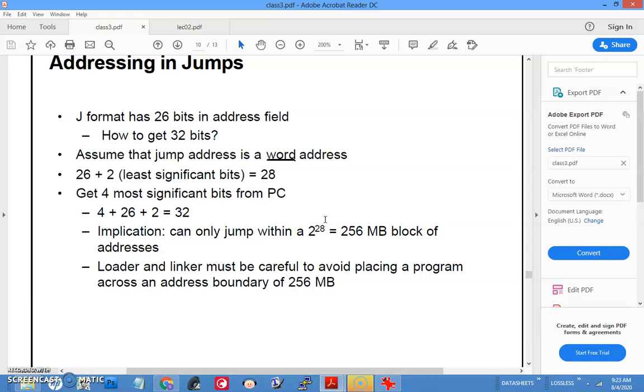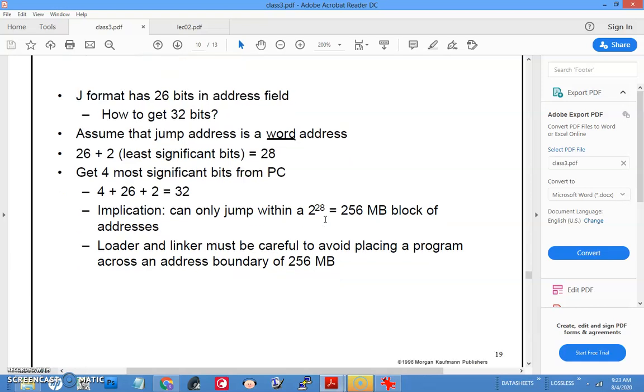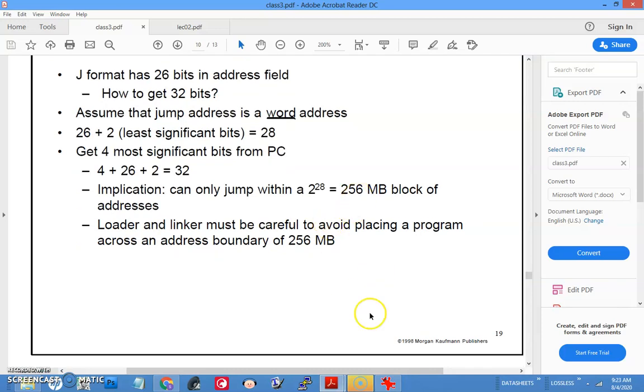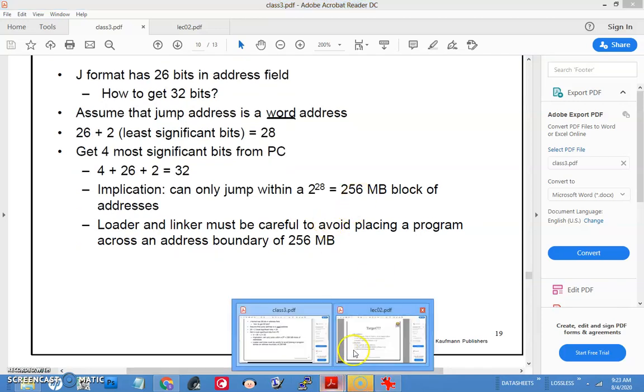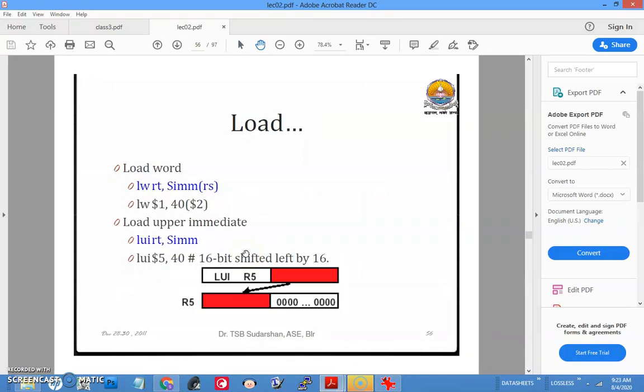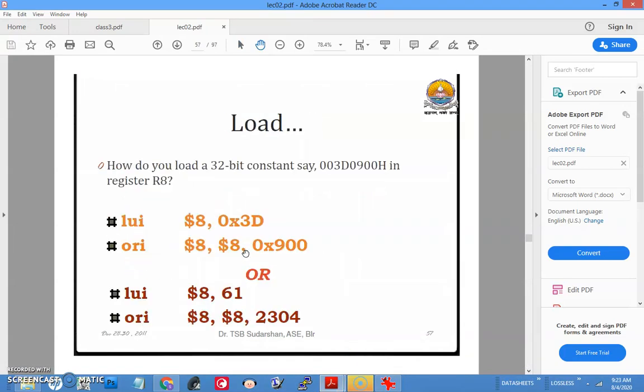So that's about the jump instruction, and some more details about the instruction and some tricks that we usually use are shown here. Okay, now if you recollect the I-type immediate instruction format, we have only a 16-bit immediate field, correct?